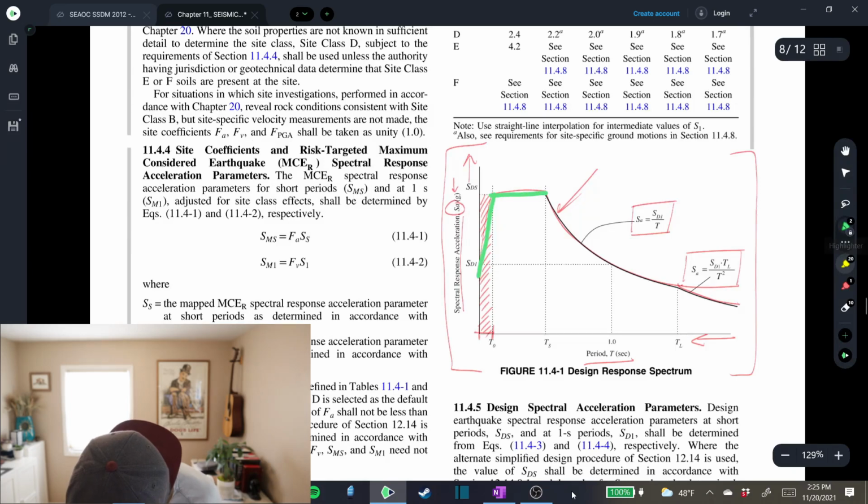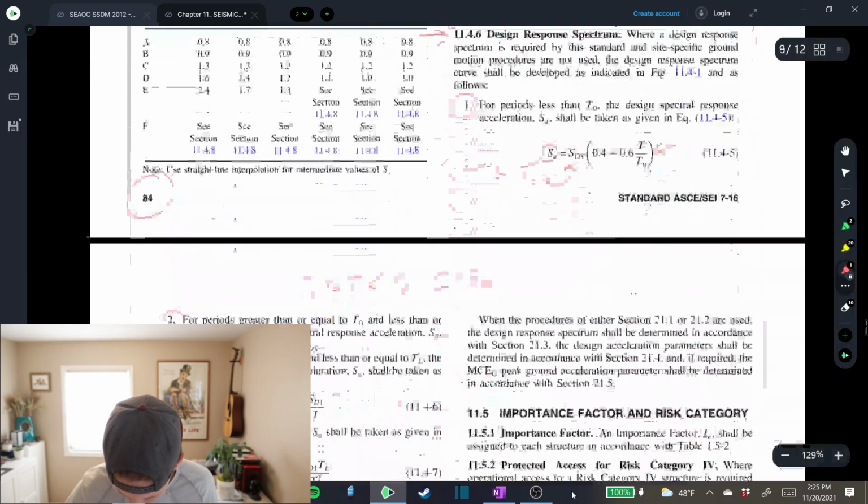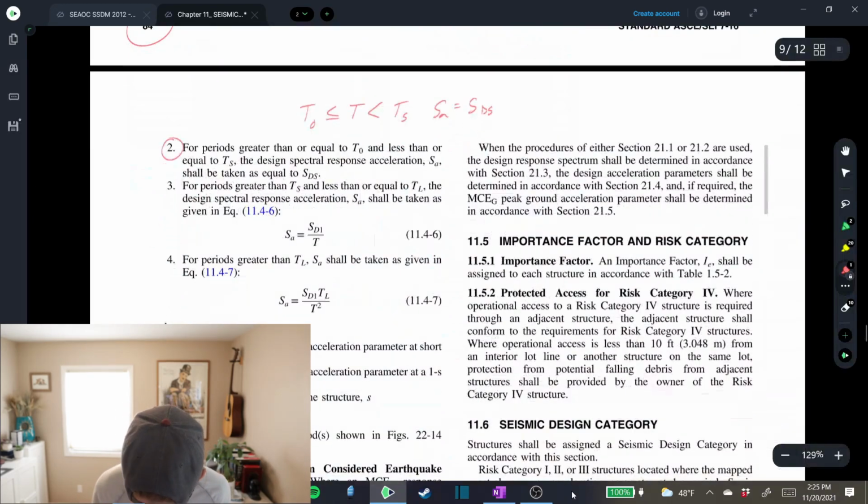Let's do this. This is step 1. This portion of the line is step 2. We keep going here. I'm just trying to get you familiar with this graph.